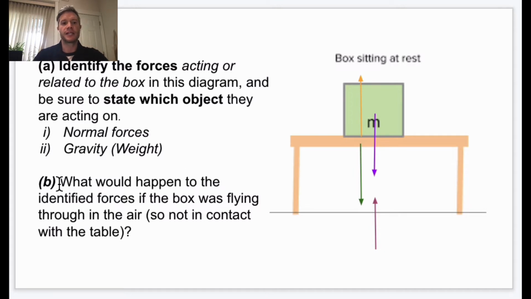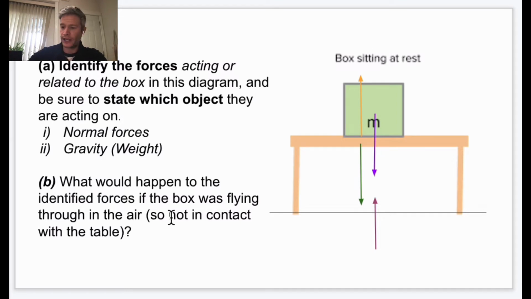And B is what would happen to the identified forces if the box was flying through the air. So essentially, another way of saying it is it's no longer in contact with the table. Hint, that means there's no longer contact forces, okay? So now would be a good time to pause, work through this on your own, see what you can identify. Okay, so assuming you had a chance to go through, here we are.